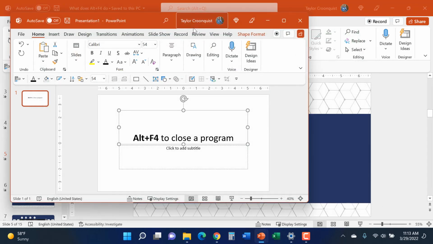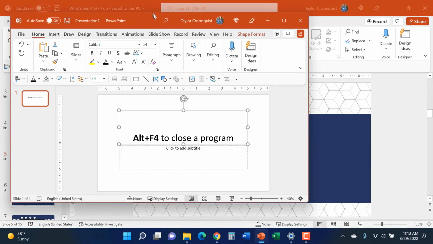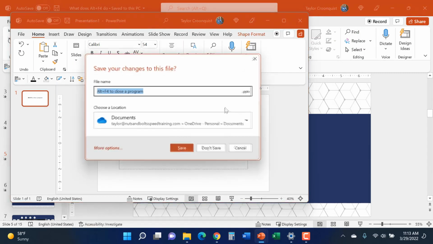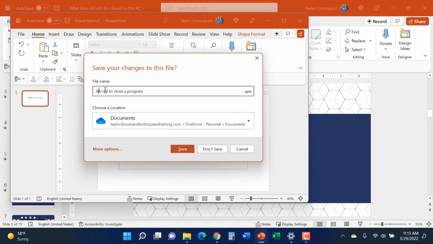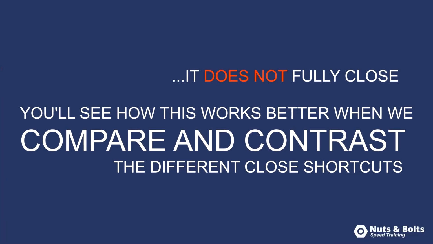And finally, here in PowerPoint, you're going to see a little bit different because I have two PowerPoint presentations open. If I Alt+Tab back to my other one, hitting Alt+F4 in this case, again, is going to ask me if I want to save my work. I'm going to select no. It's going to try to close the program. Because I have another PowerPoint deck open, it does not fully close out of PowerPoint yet, and you'll see how this works better when we compare and contrast the different close shortcuts next.